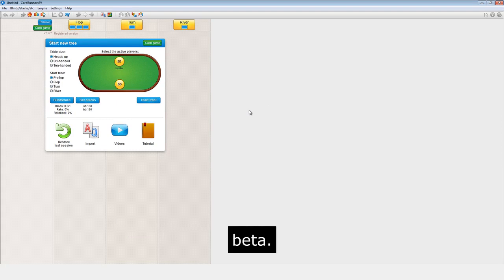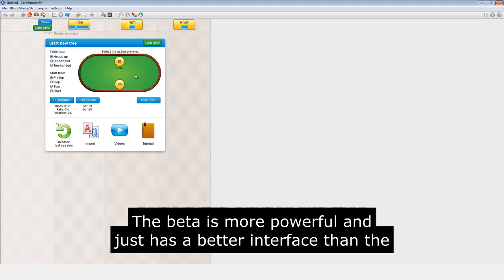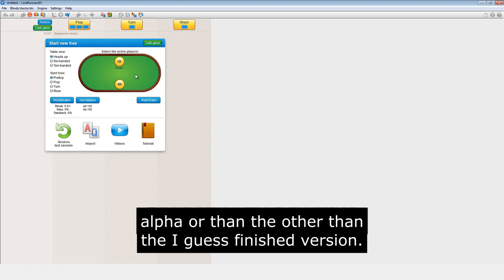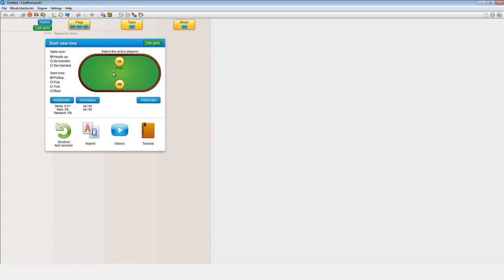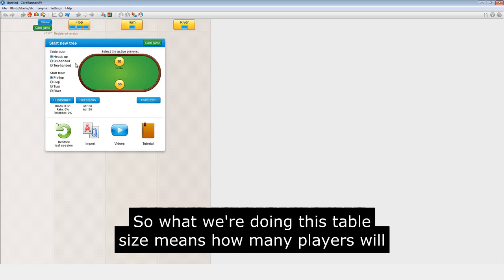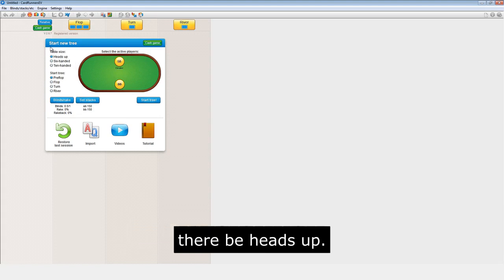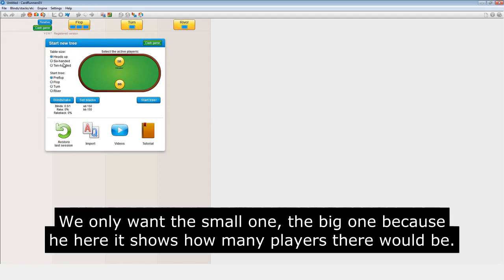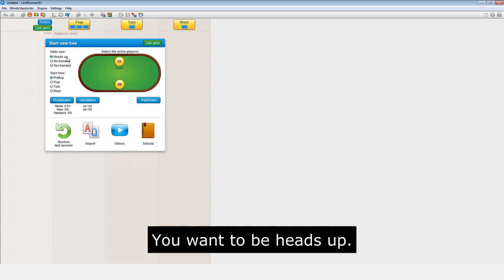Use the beta. The beta is more powerful and just has a better interface than the alpha, not alpha, than the, I guess, finished version. I don't know what the word for that is. So when we're doing this, table size means how many players there will be. Heads up, we only want the small blind and the big blind. You can see here it shows how many players there would be. We want it to be heads up.